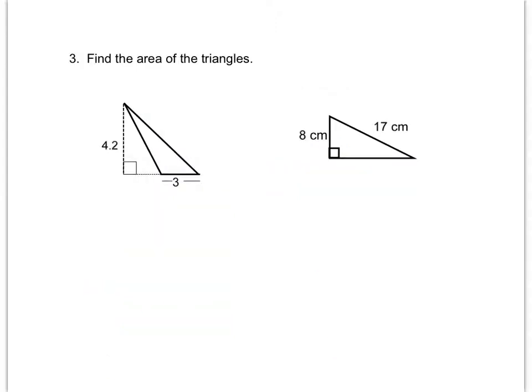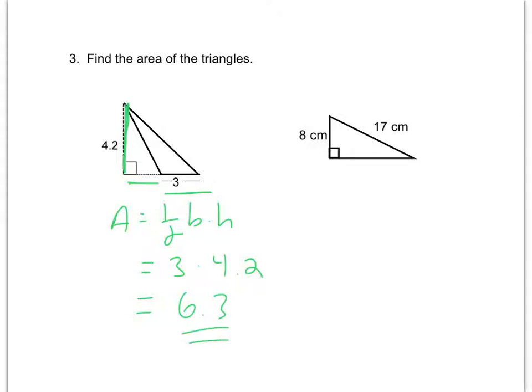Okay, let's find the area of these two now. Area equals 1/2 base times height. In this case, my base, as we can see, is 3. My height is 4.2. Even though my altitude, my height, is outside of the triangle, it's still perpendicular to the base. I needed to extend the base, but that's okay. So it's 1/2 times 3 times 4.2, which I'm doing in my head, don't tell me. 6.3, I believe. Check my math. Text me if I'm wrong.